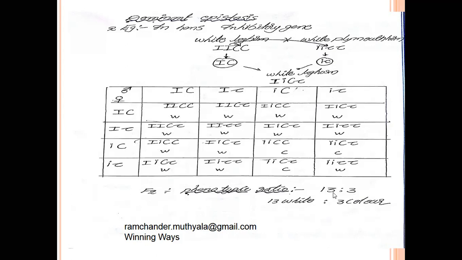So finally, from this Punnett checkerboard, the F2 phenotypic ratio 9:3:3:1 changes into 13:3. Finally, in dominant epistasis, the phenotypic ratio is 12:3:1 or 13:3. These are the dominant epistasis in hens with inhibitory genes. It is the second example.